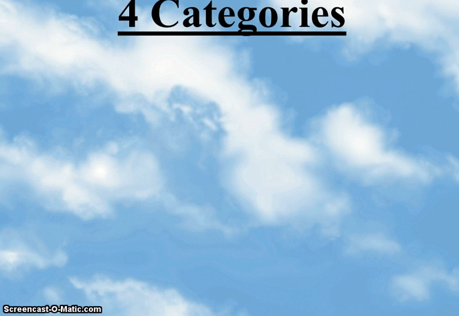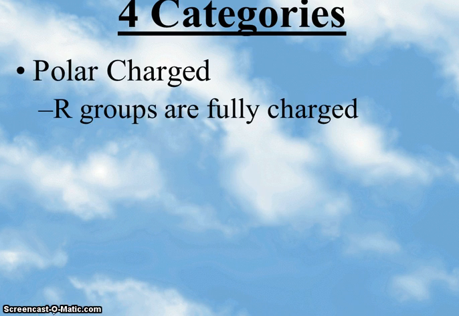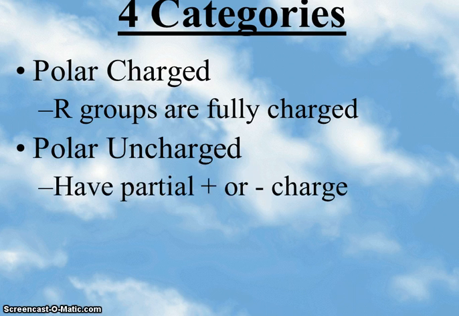Now when we look at amino acids, there are 20 types of amino acids, and they're categorized lots of different ways. But one way that they can be categorized is by saying that some of them are polar and charged, which means that their R group, which is the part that differentiates every amino acid, is fully charged. They can be polar and uncharged, which means that they might have a partial positive or negative charge, but they don't have a full charge.